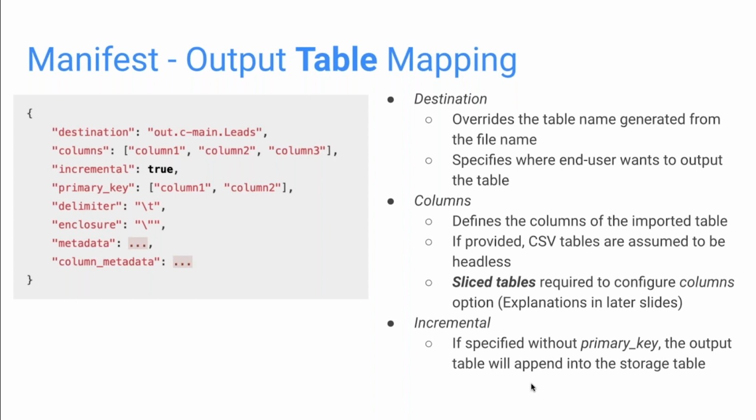Columns. It defines the columns of the imported table. If it's provided, the CSV is assumed to be headless, meaning that there should not be a header in the CSV file if it's specified in the columns. Sliced tables are required to configure the columns option. Explanation will be later. Incremental, there's an option to do incremental load. If it's specified without a primary key, the output table will append into the storage.